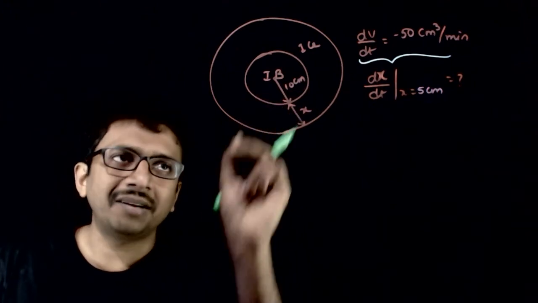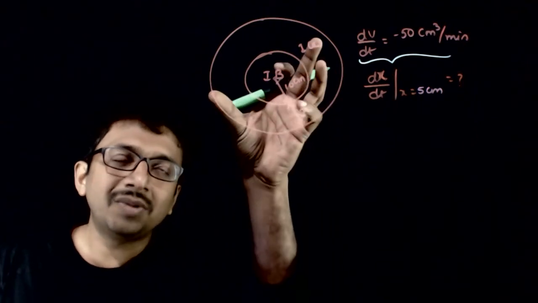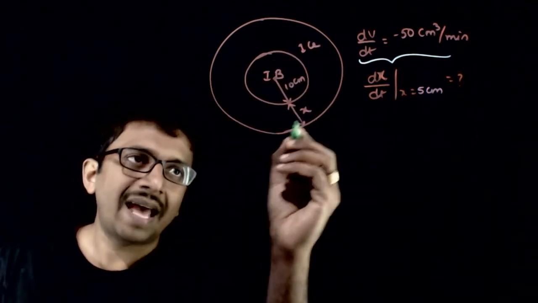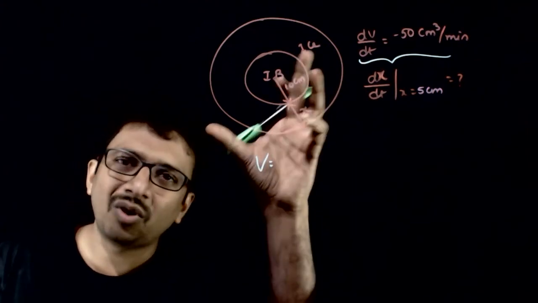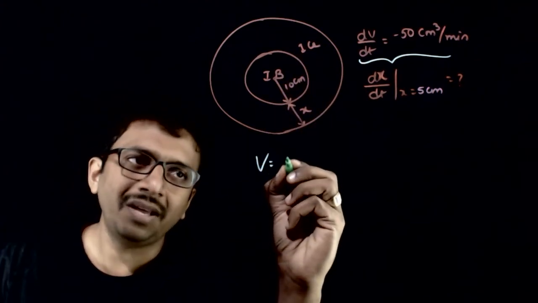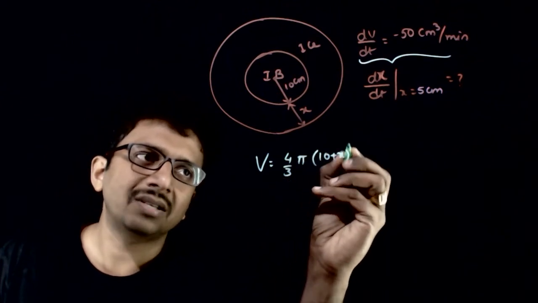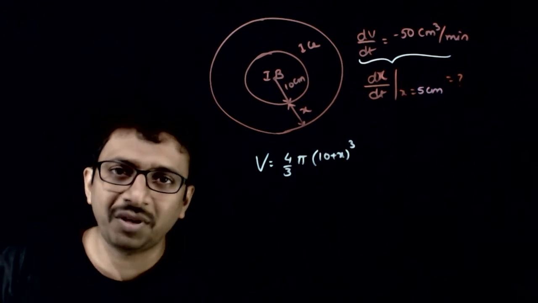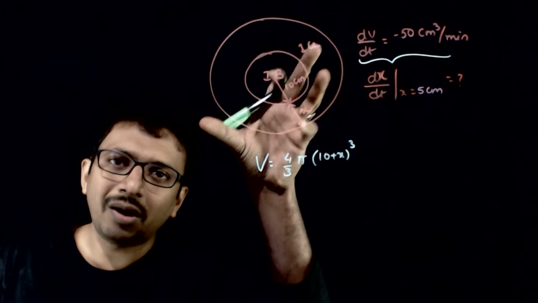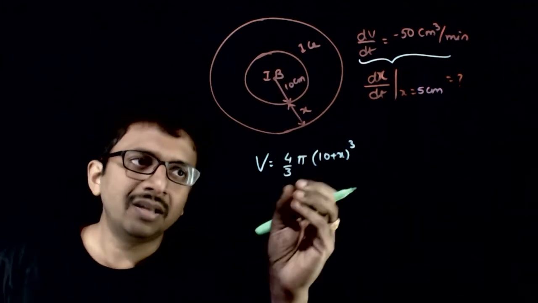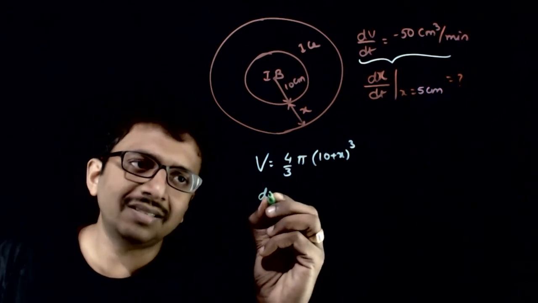So if you take this diagram, let us assume that this is the iron ball which is inside, and let us assume that the outer layer of ice has a thickness of x. So what is the volume of the total assembly? Volume is given by 4/3 π (10 + x)³, right? That's the volume of the sphere, 4/3 π r³. So if we consider the total body as an entity, the volume is 4/3 π (10 + x)³. Now, what is dV/dt?